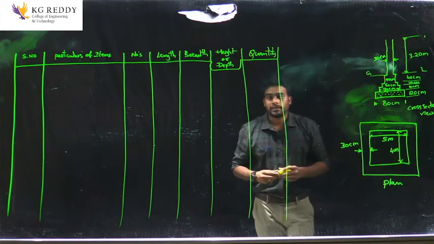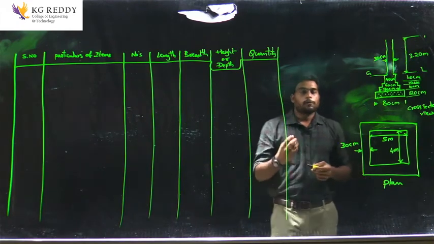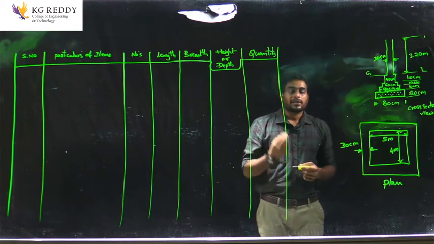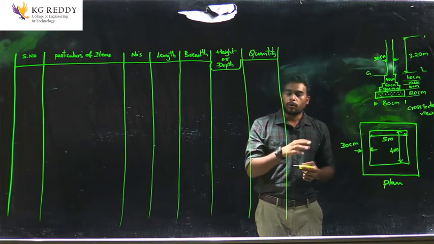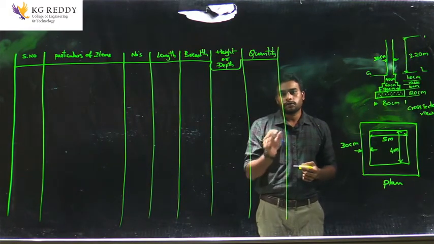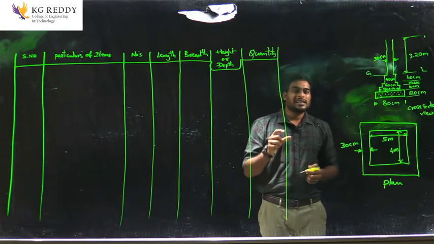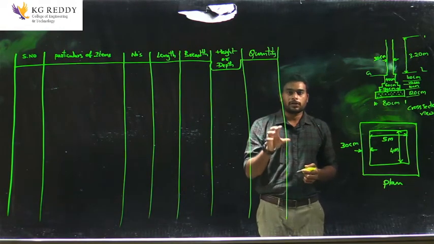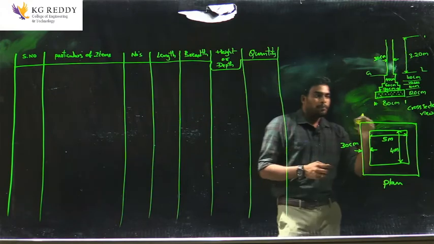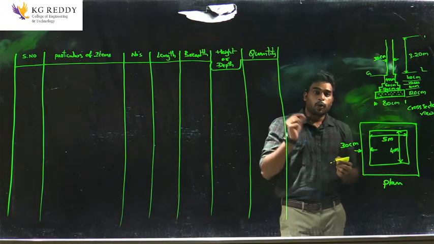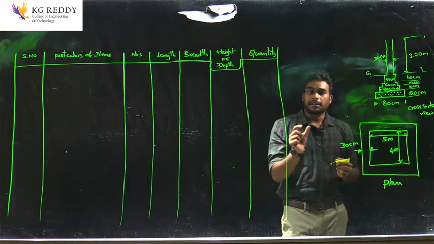So before starting the problem, first of all we need to find out the center to center length of the long wall and the center to center length of the short wall, right? This is the first step when we are going to solve the problem. So this is the long wall. Now we are going to find out the center to center length of the long wall.